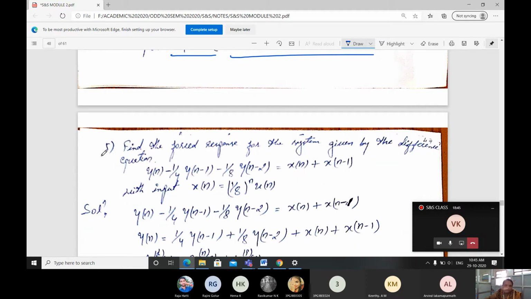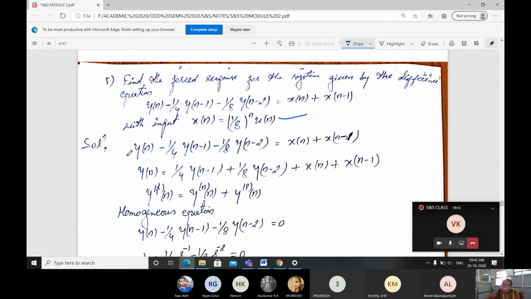Next is to find the forced response for the system given by the difference equation y of n minus 1 by 4 y of n minus 1 minus 1 by 8 y of n minus 2 is equal to x of n plus x of n minus 2, with the input x of n equal to (1 by 8) power n u of n. Here it is given for us. If the input is given, it means we have to go for the forced response. Okay, then what you have to do, first we have to find the homogeneous equation.